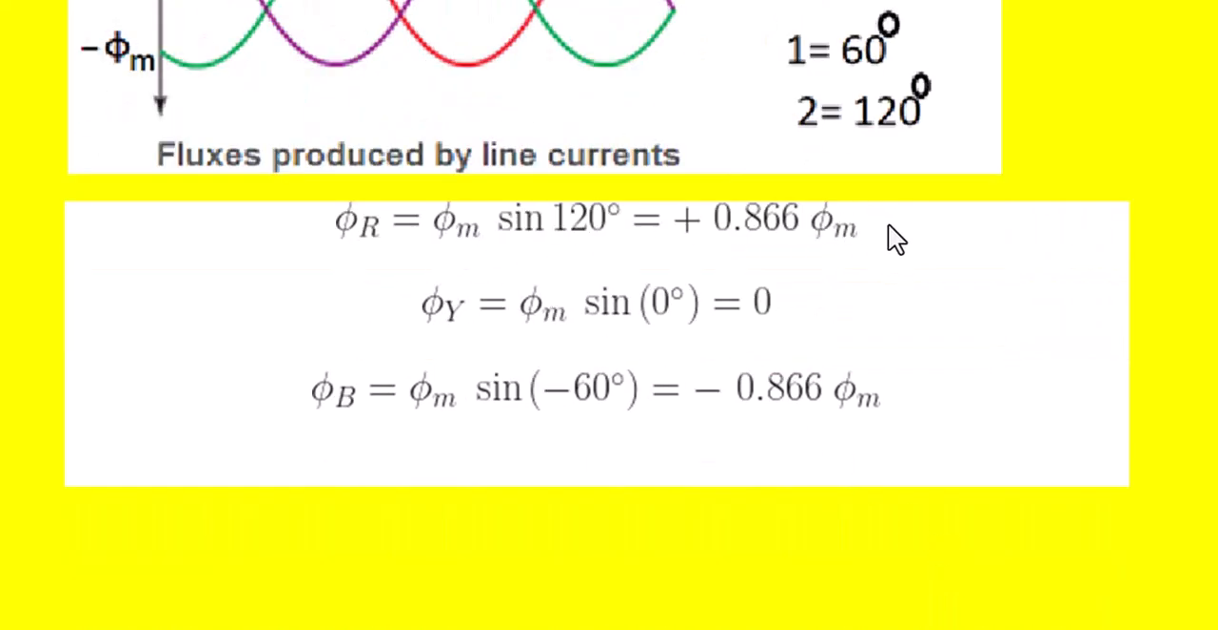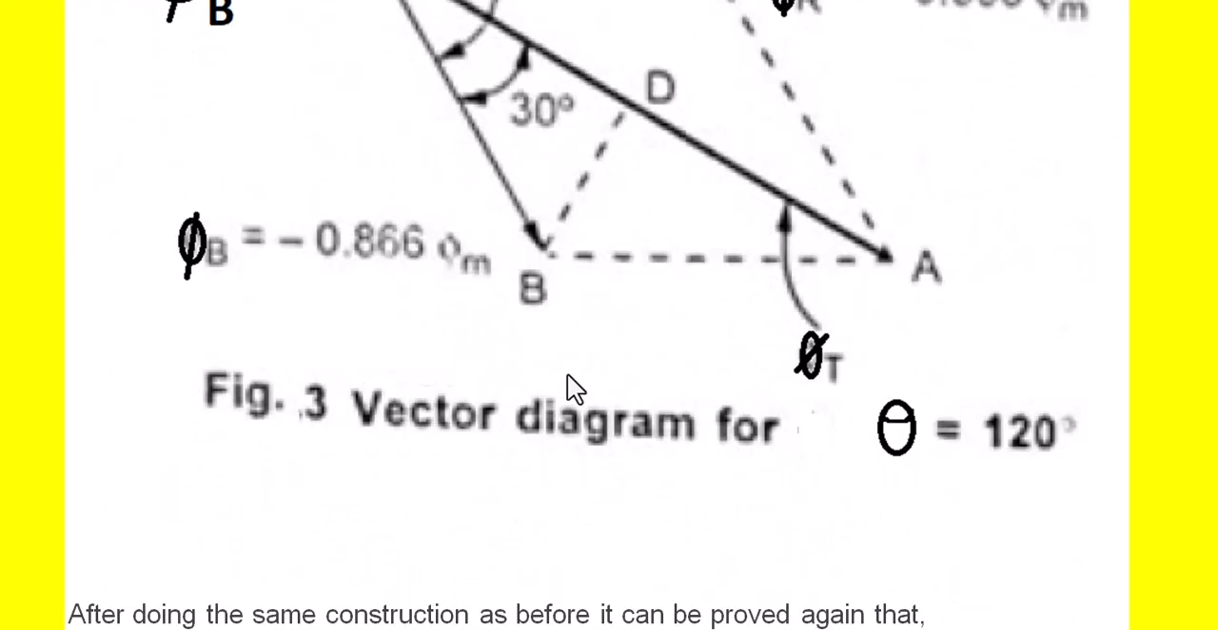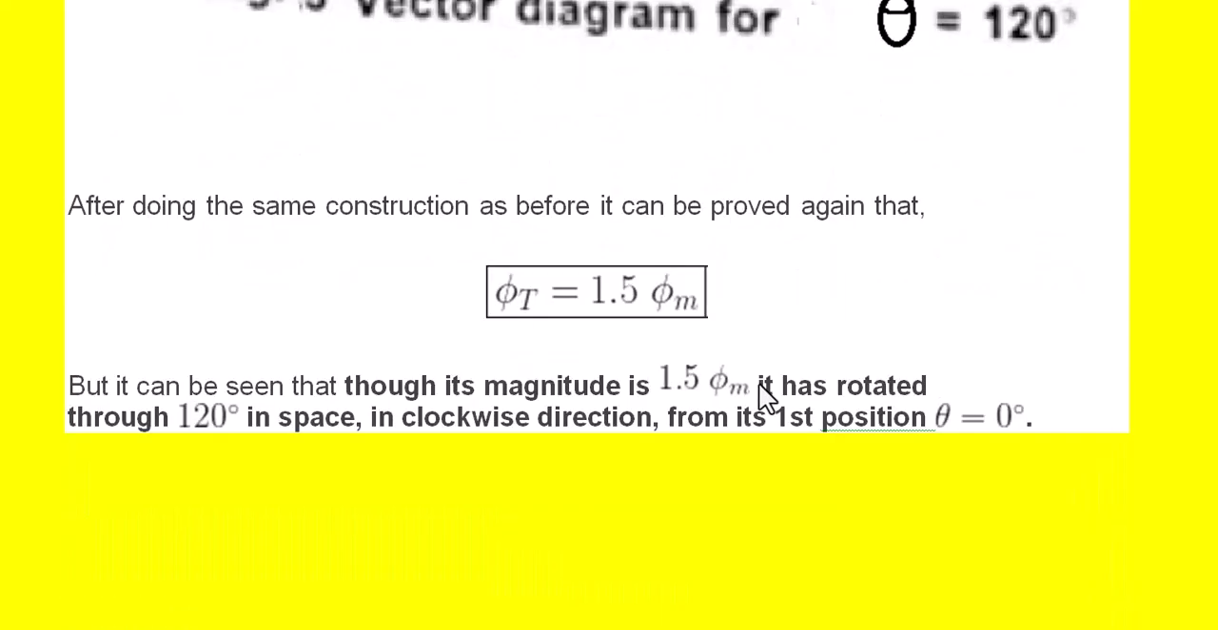And having known these values, the positive and negative directions of phi r, phi y, and phi b, the vector diagram can be written like this. Phi b is with a negative direction, negative value. This is the positive direction of phi b, whereas this is the negative direction of phi b. So phi r is anyhow positive, and then calculating the parallelogram, we find the total flux, that is nothing but 2 into OD, and here is 30 degrees. So we get phi t from phi r and phi b, plus 0, which gives us 1.5 times the maximum flux.